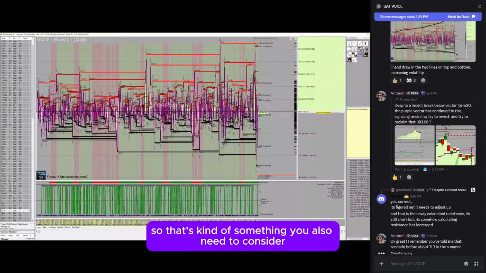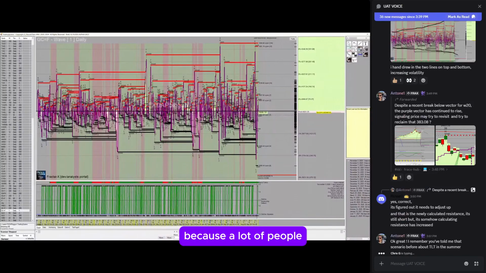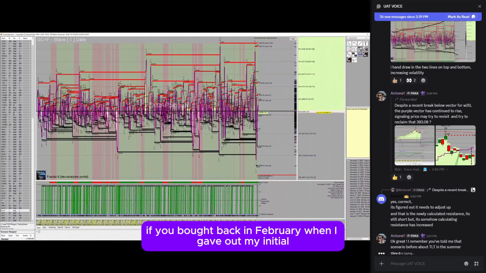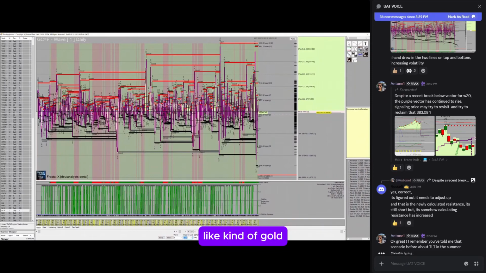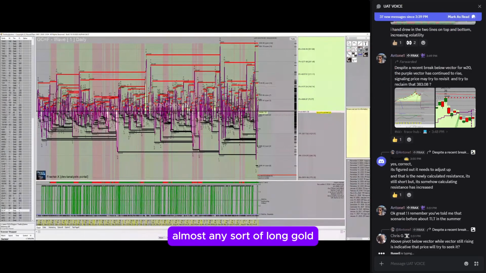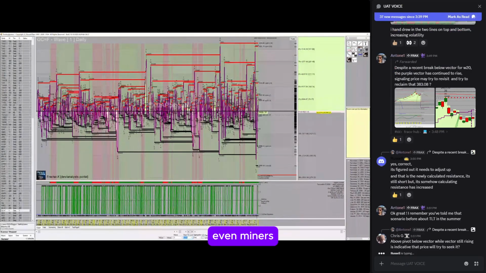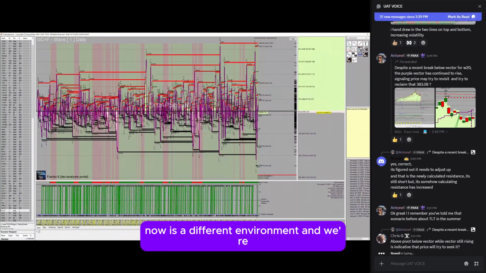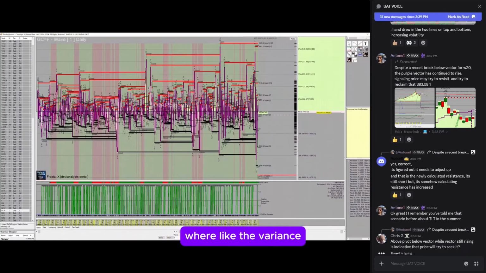So that's something you also need to consider, because if you bought back in February when I gave out my initial gold monster rally thesis, it would almost be impossible for you to be down in almost any sort of long gold position, even miners have marginally increased since then. But obviously now is a different environment, and we're in a stage where the variance of gold as a long-term perspective is on the uptrend.